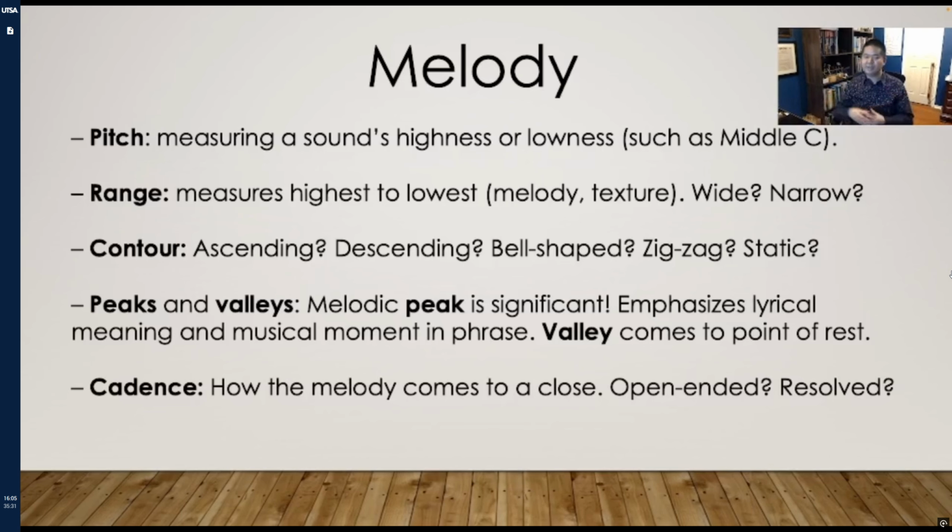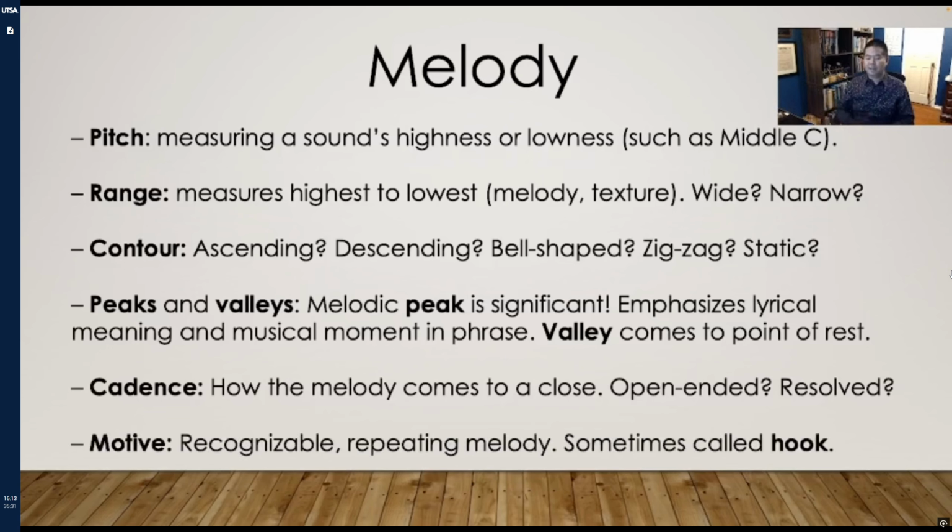Whereas if it had resolved, da da da da da da da, that gives it more closure and it's fully resolved. And finally, we should talk some about the motive, which is a recognizable, repeating part of the melody. It's what helps our ear to hone in on certain musical ideas. For example, in Beethoven's Fifth Symphony, you have dun dun dun dun, dun dun dun dun. So that dun dun dun dun becomes a recognizable part of the melody that we listen out for in the rest of the piece.